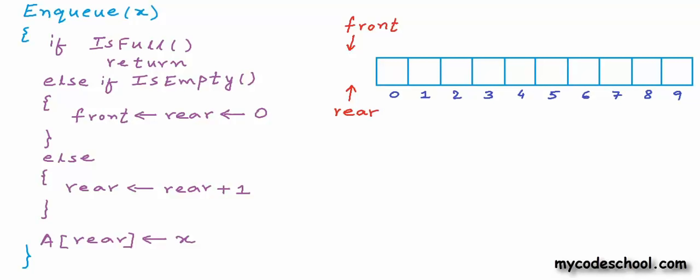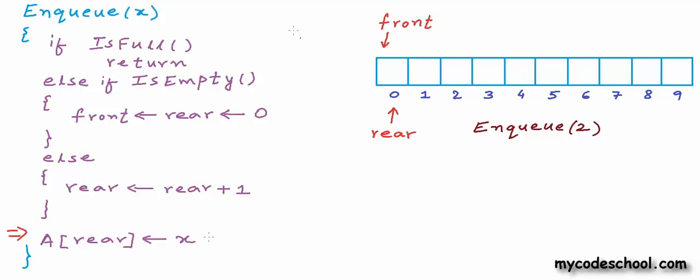In the example array that I'm showing here, let's enqueue some integers. I'll make calls to enqueue function and show you the simulation in the figure here. Let's say first I want to insert number 2 in the queue. I'm making a call to enqueue function, passing number 2 as argument. The queue is empty, so we will set both front and rear as 0. Now we will come to this statement. We will write value 2 at index 0. So this is my queue after one enqueue operation. Front and rear of the queue is same.